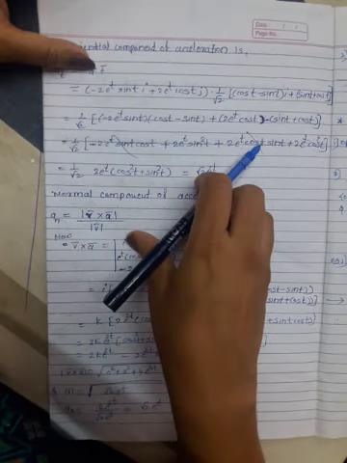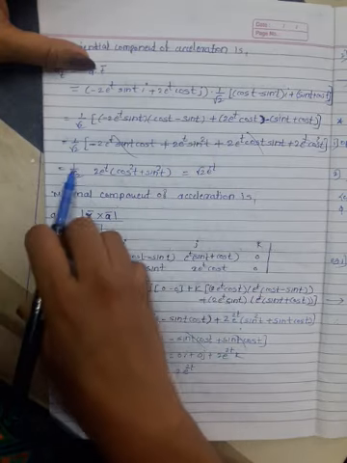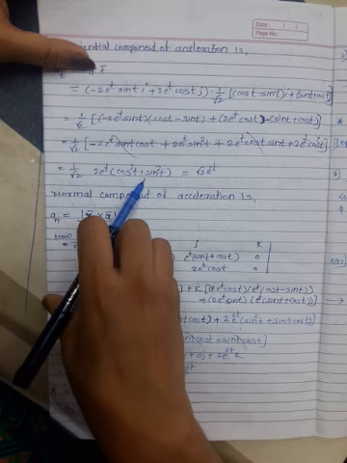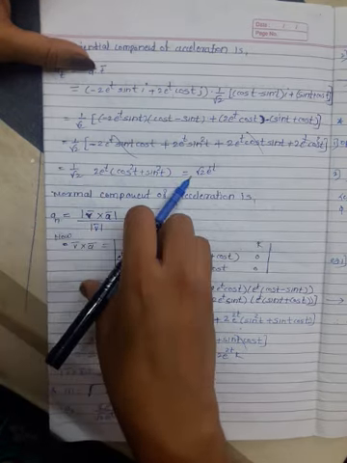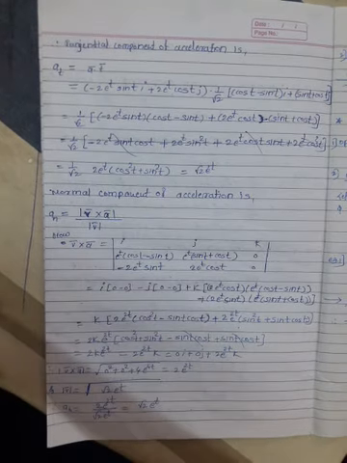These two terms get cancelled. The rest of the two terms become 2 e raised to 2t, and sin square plus cos square is 1. This root 2 gets cancelled, 1 root 2. Here the answer is root 2 e raised to t. This is called the tangential component of acceleration.